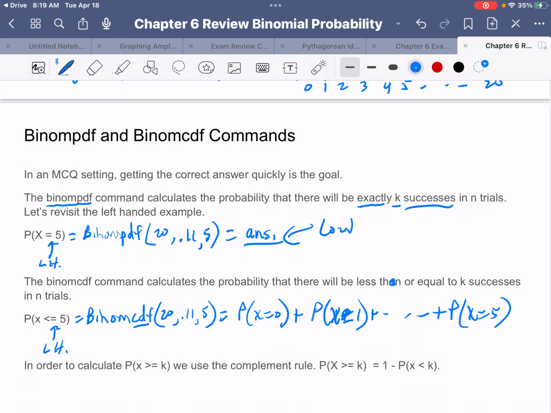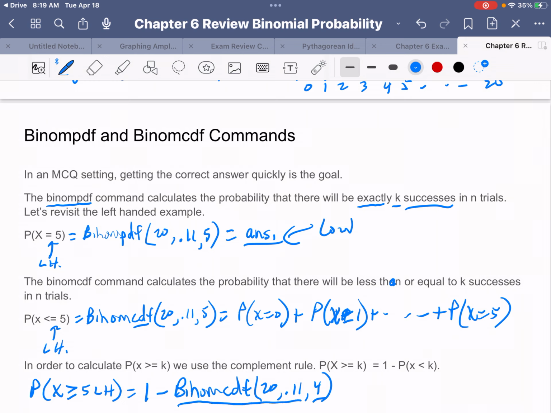In order to calculate the probability that X is greater than or equal to k successes, you use the complement rule. If I wanted to find the probability that X is greater than or equal to 5 left-handers, that would be equal to 1 minus binomCDF(20, 0.11, 4), because the binomCDF command adds up 0 through 4, and then if you subtract that from 100%, you have 5 through 20.